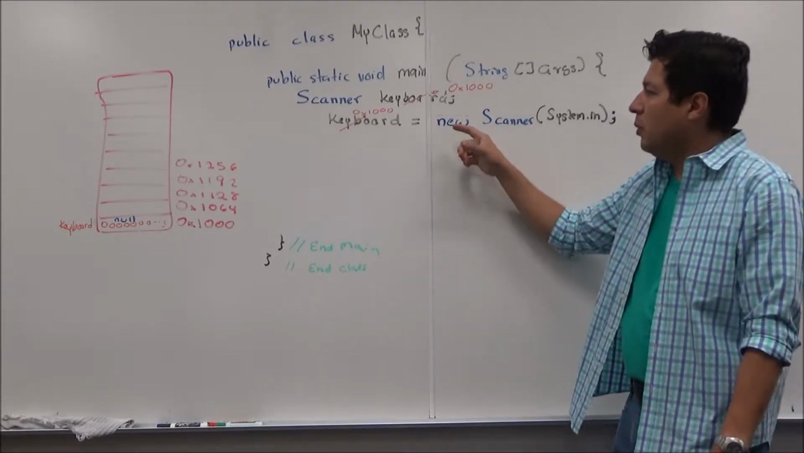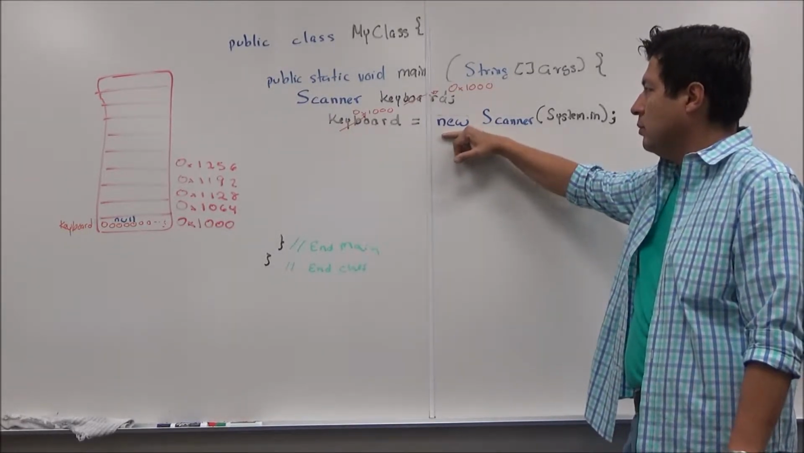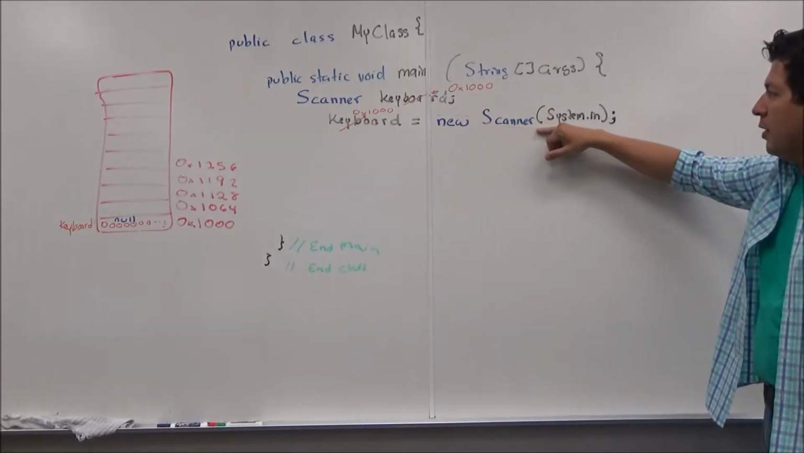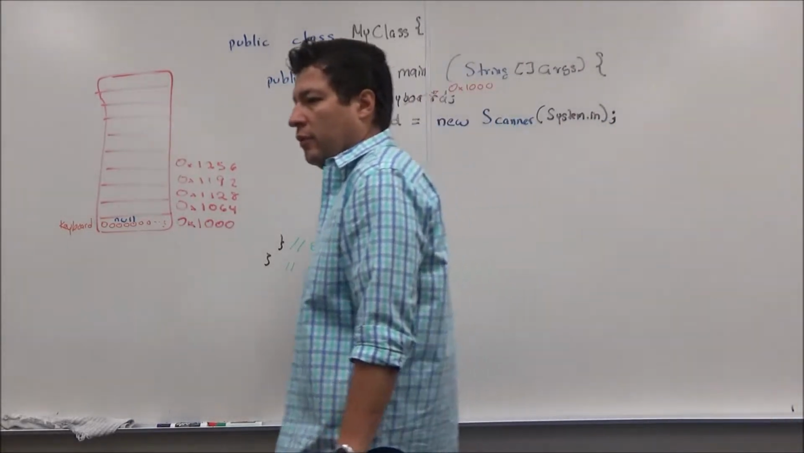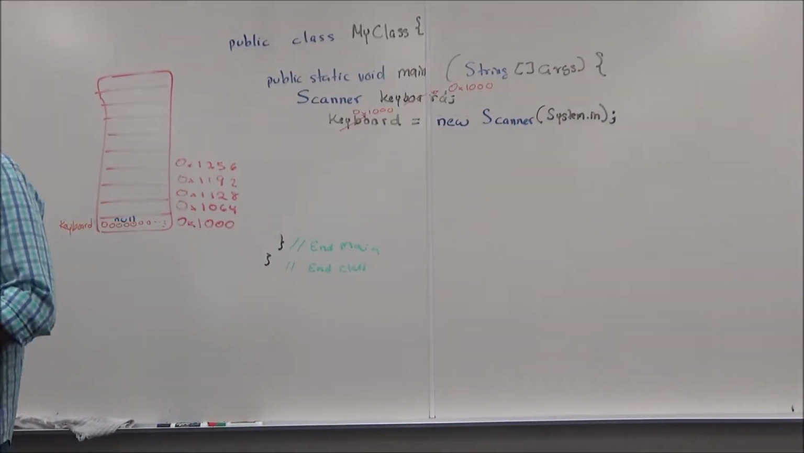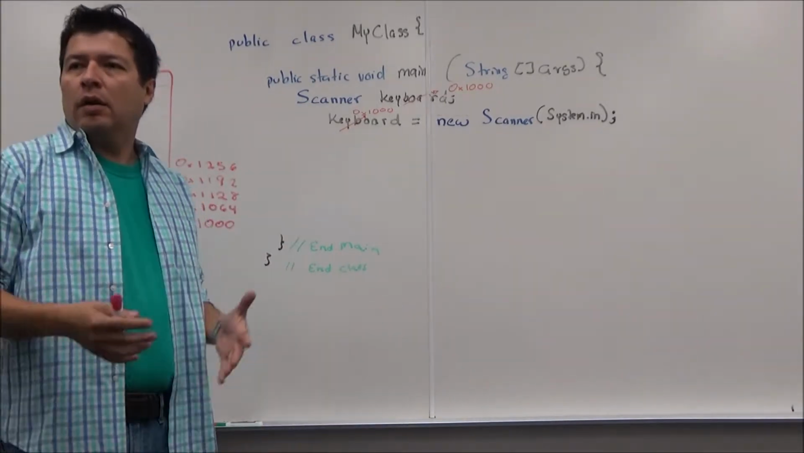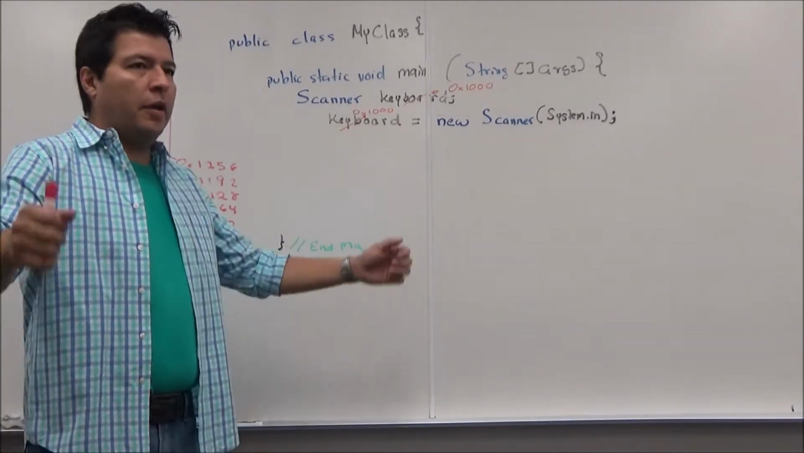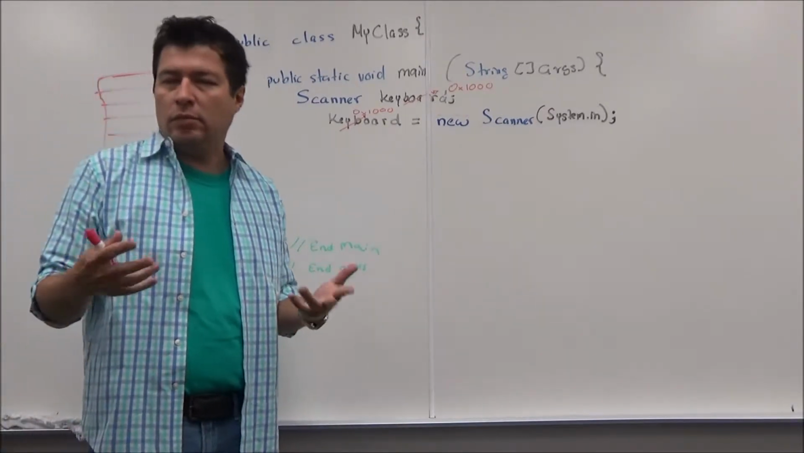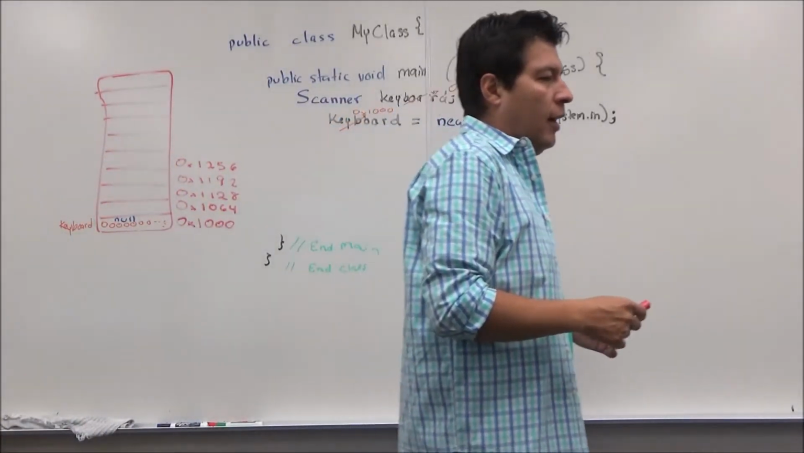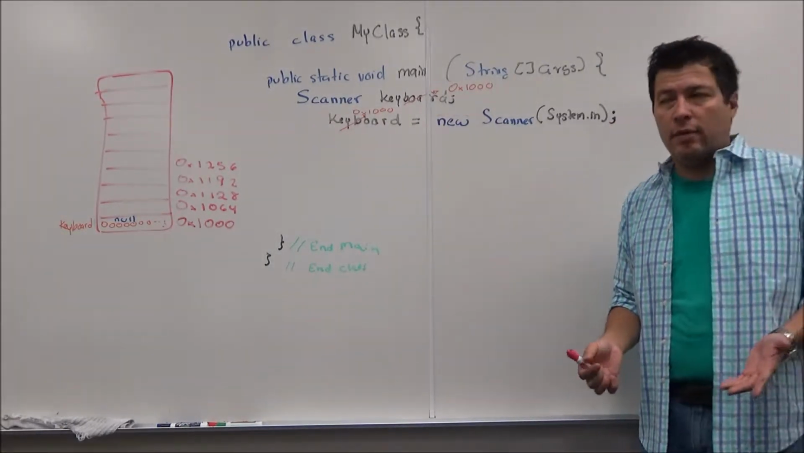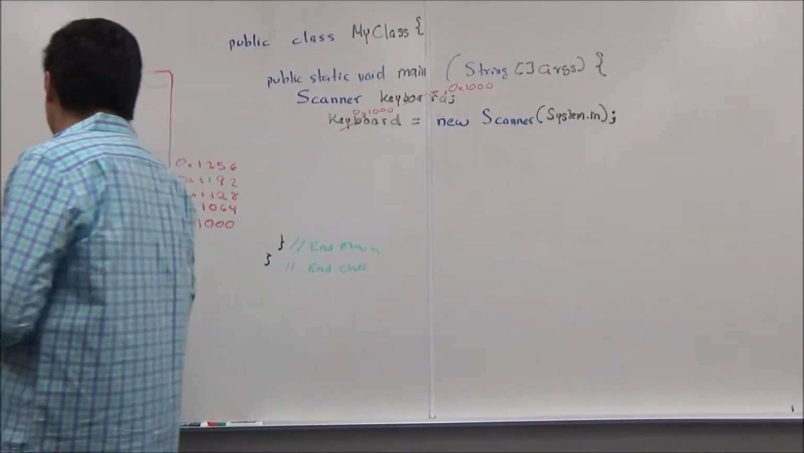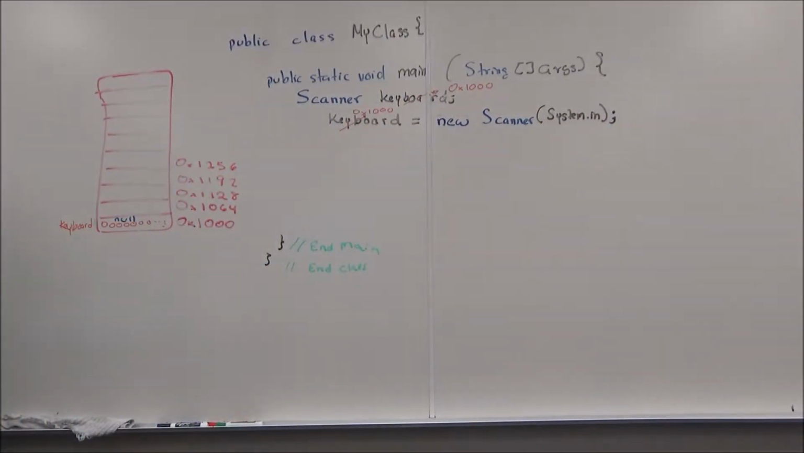So it says new. Well, new allocates memory. How much memory? Whatever the Scanner is. So what's it going to do? It's going to grab this Scanner, this blueprint of a Scanner. It's going to say, okay, here's the Scanner, I'm going to build one. And it's going to build it in memory. It's going to use a finite amount of space. And I don't know how big it is, but let's say it's this big.